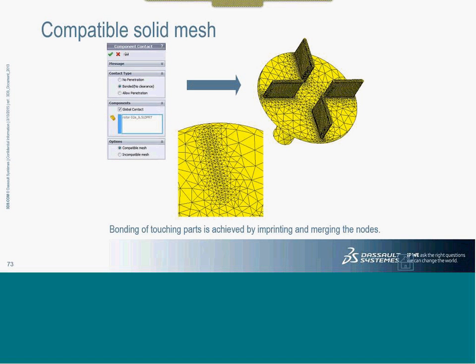The option is present somewhere under component contacts or global contacts. You will see two radio buttons at the bottom, compatible and incompatible. And the image is showing that with a compatible mesh, it will try to imprint a similar kind of mesh on the second geometry, and the appropriate nodes will be merged. They will not be separate, but they will be merged. This is the biggest difference.